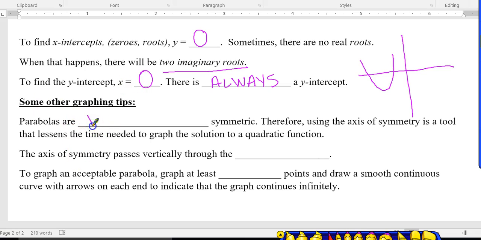Other things to note, that parabolas are vertically symmetric. So whatever you graph on the left, you can reflect on the right. That's why your axis of symmetry is a good tool. The axis of symmetry passes vertically through the vertex. That's important. And for me, to graph an acceptable parabola, you have to graph at least 5 points and a smooth, continuous curve with arrows on each end to indicate that the graph continues infinitely.